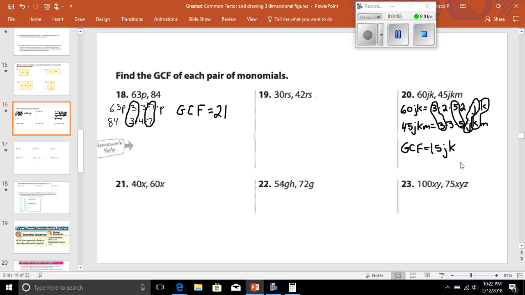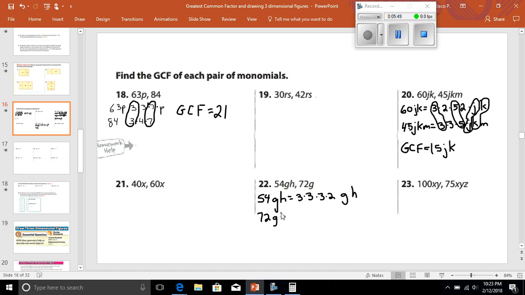And we're off to number 22. Number 22 has 54GH and 72G. So 54GH. Let's see, 54 can be made up by, I'm going to say 9 times 6. And if that's so, then we can say that 3 times 3 is 9, and 3 times 2 is 6. So our factors would be 3, 3, 3, and 2, and then they would be multiplied to G and H, of course.